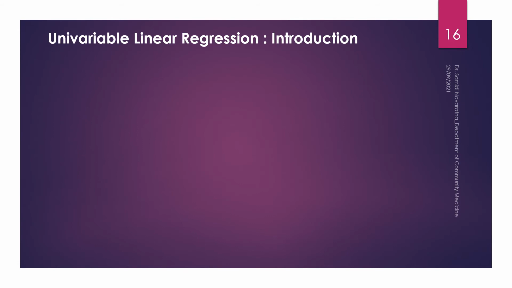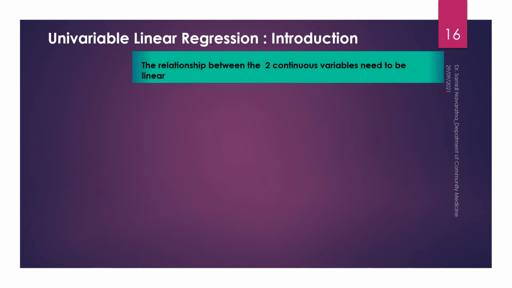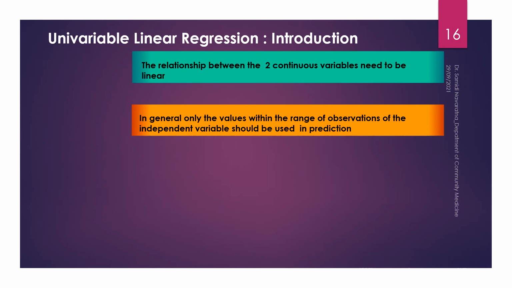Continuing with the introduction to univariable linear regression, apart from the requirements we discussed in the previous slide, the relationship between the two continuous variables needs to be linear. We can find this out through a scatter plot. And then in general, only the values within the range of observations of the independent variable should be used in prediction. This we would discuss further with an example later on in this lecture.